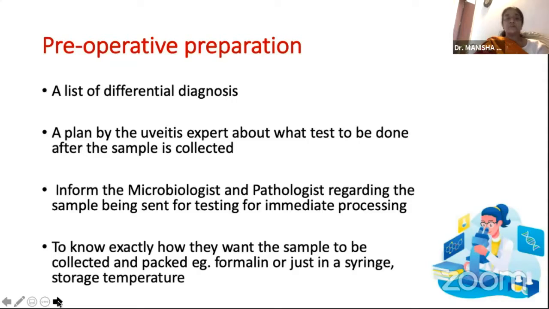We also have to inform the microbiologist and pathologist to be ready in their labs to receive the sample. And it's a good idea to have a word with them to know exactly how they want the samples to be packed and how they want them to be sent to them.